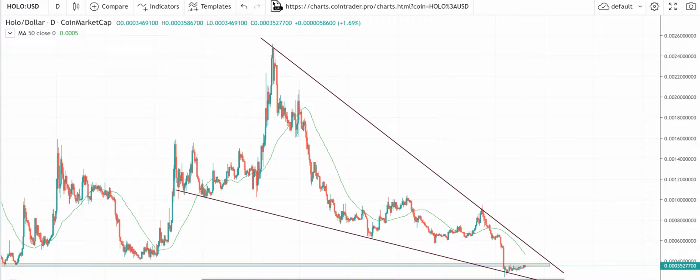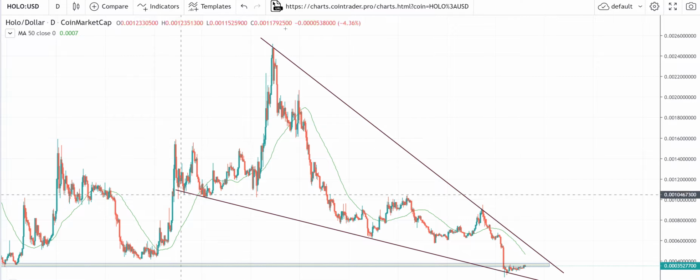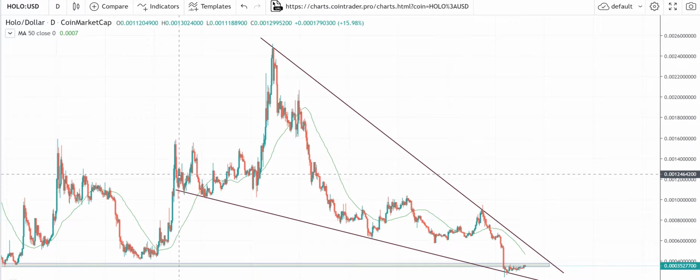And today we are going to be doing a Holochain USDT analysis. So as you guys can see, I have the Holochain chart right over here, and you can see that we're in a long-term rising wedge. We've been in this rising wedge since about February 2019.